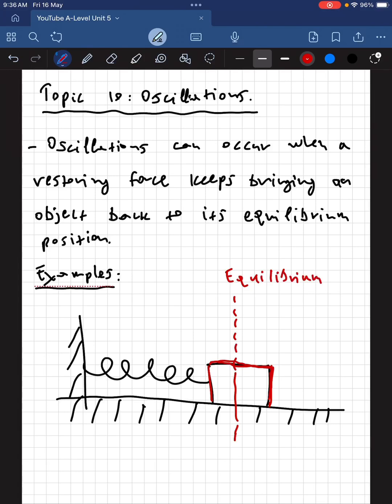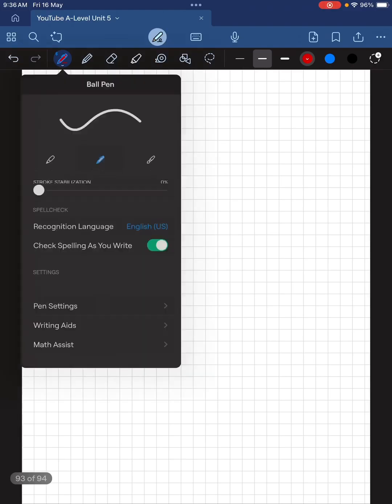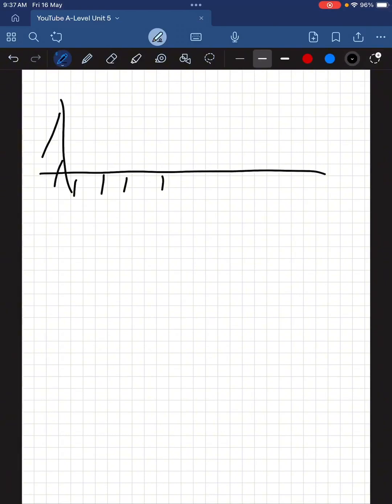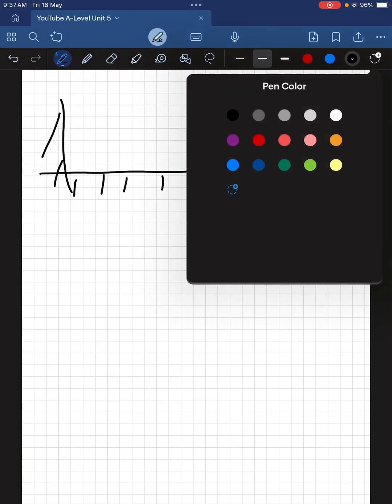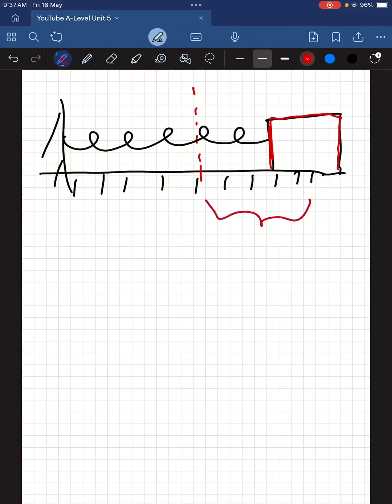And what's going to happen if we pull it? So let's turn a clean page, and sorry, I'm losing my colors today. So if we draw again the spring, this was the equilibrium position. Let's say that we pull the spring like that, and the object moves by some distance x.